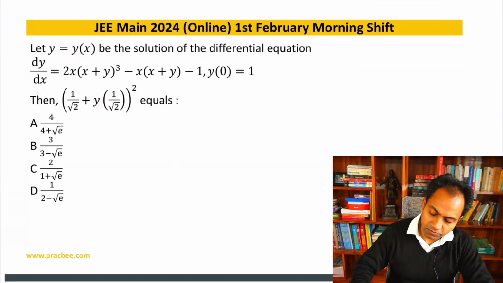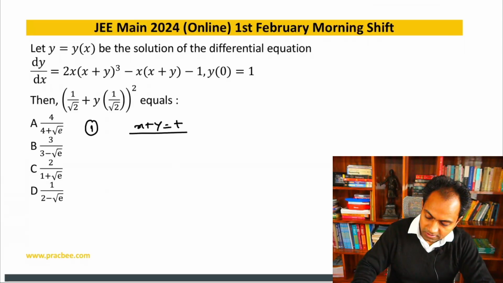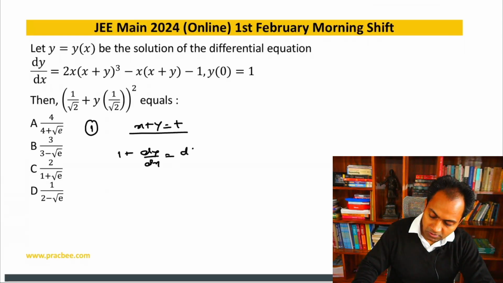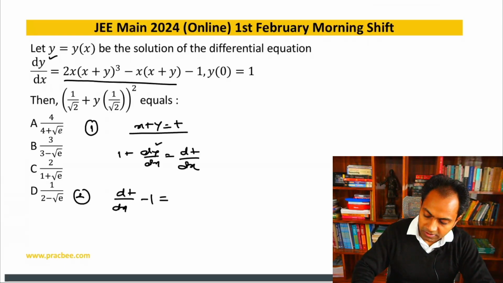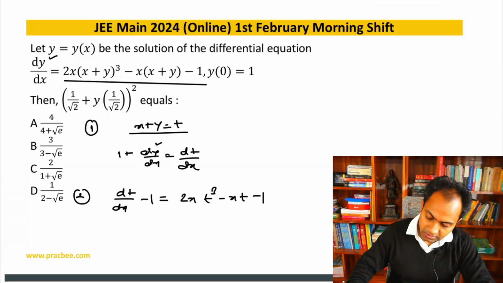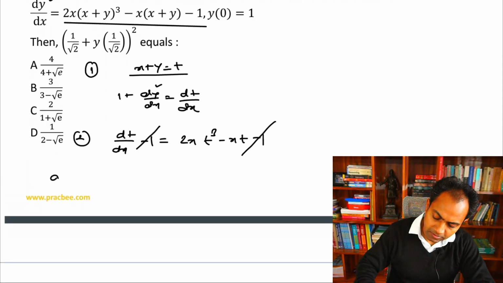So in this 2024 question, the first step would be to put x plus y as t. So 1 plus dy by dx is equal to dt by dx. Now we will do two substitutions. One is the value of dy by dx, we will substitute here. So this comes out to be dt by dx minus 1. And then we can substitute here. So if I substitute here, this becomes 2x t cube minus xt minus 1. Minus 1 gets cancelled out. And now you can see clearly it is variable separable.